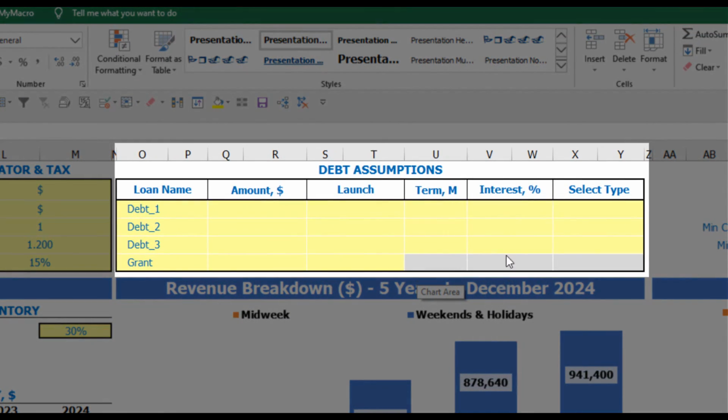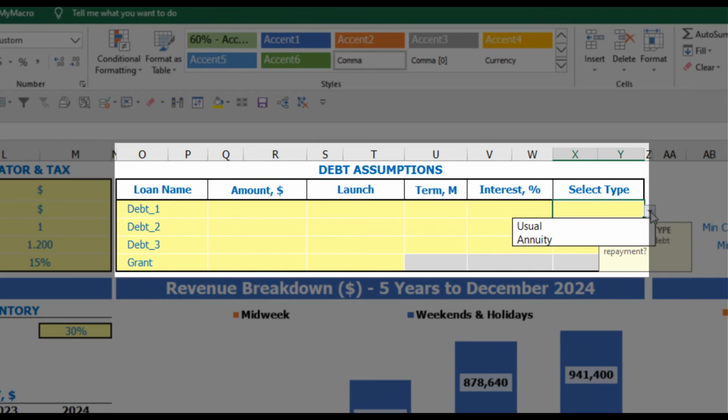Also, on the top of the dashboard, you have debt assumptions. Let me show you how it works. So for each debt, you are able to select the debt type. There are 2 debt types in the model, which are annuity and usual. Annuity means that each monthly payment, which consists of your debt repayment plus interest expenses, will be equal each month. In case you select usual, your main debt repayments will be equal parts, and interest will be just interest on the debt's closing balance.